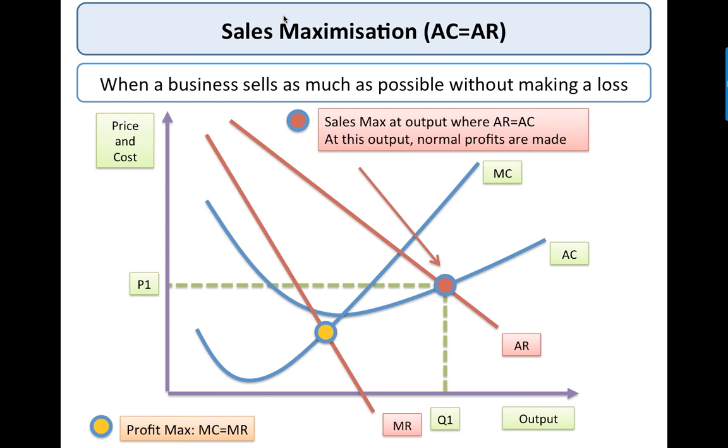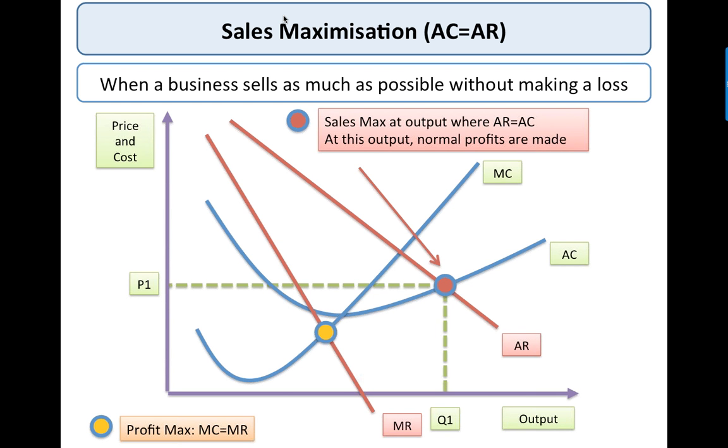Sales maximization is our third alternative objective. Now you maximize sales when you price at average cost. And again, this is shown on this diagram. It's a bigger output, it's a lower price. We've included normal profit in the average cost curve.